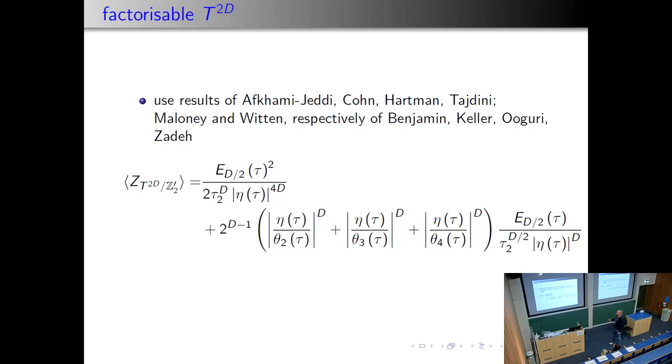Let's still look at the factorizable case. So we use the two examples from the beginning: bosons on a torus and bosons on an orbifold, and multiply them with each other, and we get this result.